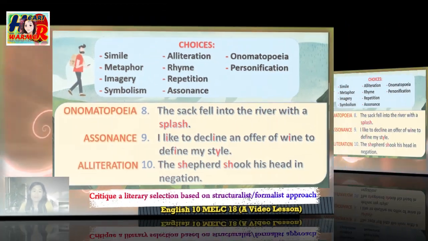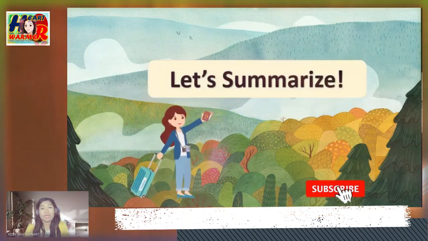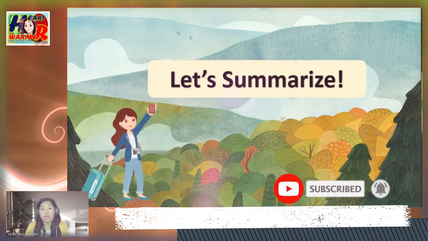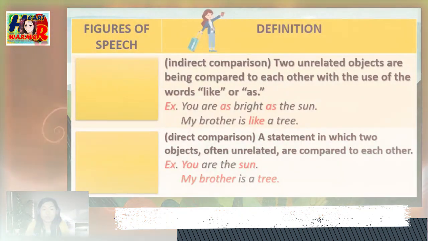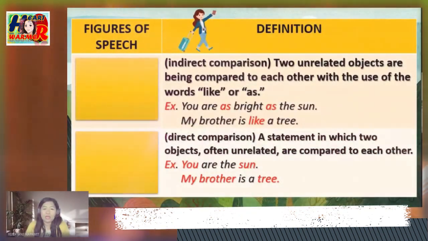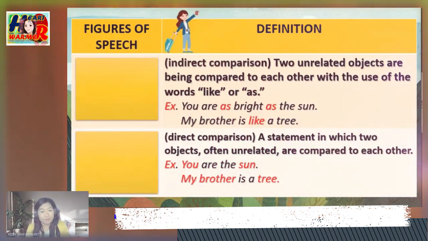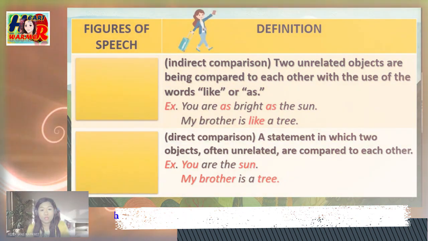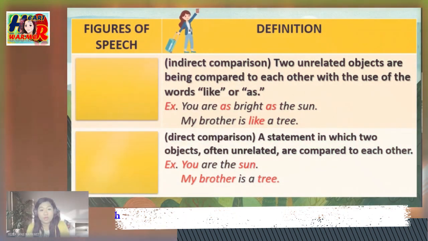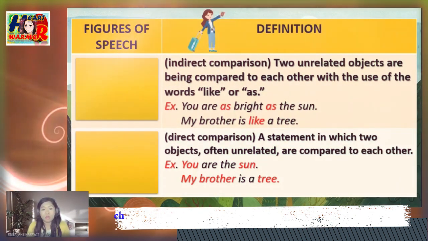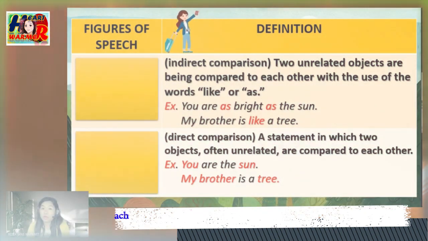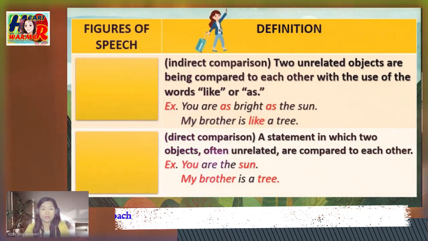So, let us try to sum it up. Summarize the literary devices that we have just reviewed. So first, what do you think again is the indirect comparison? Two unrelated objects are being compared to each other with the use of the words like or as. So like in the examples, you are as bright as the sun. And my brother is like a tree.